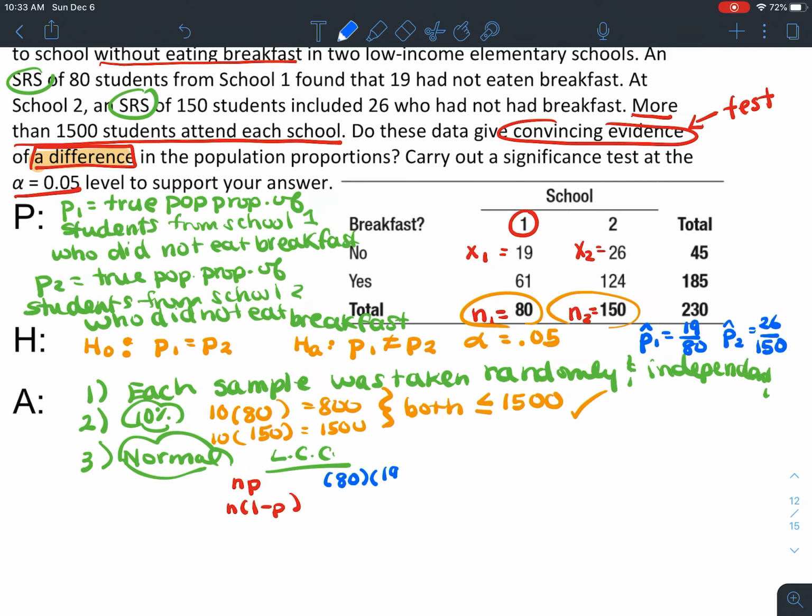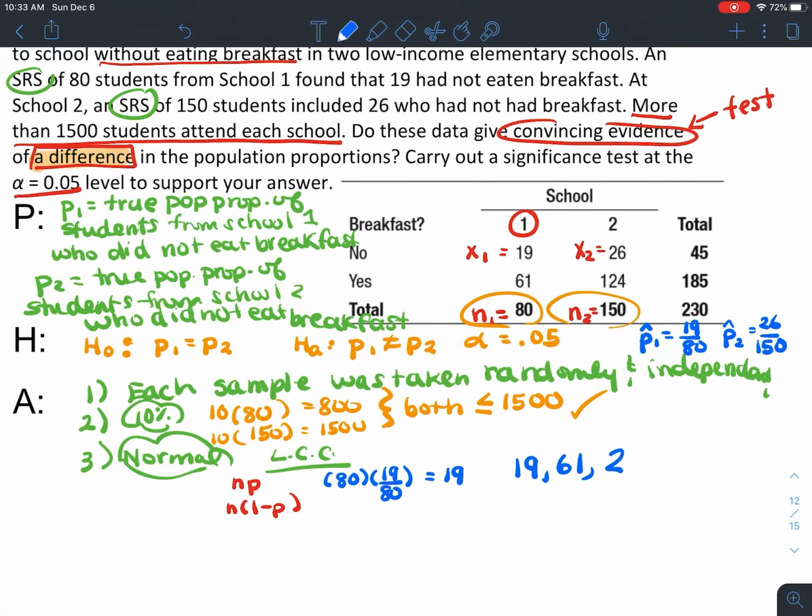If I take the number in the sample from school 1 times the probability of a success, or the proportion of those who are not eating breakfast, look at what I end up getting. I end up getting 19. So what I have in this chart right here, 19 is the number of expected successes from school 1. 61 is what I would get for the number of expected failures. Same thing here for school 2. These are my counts already.